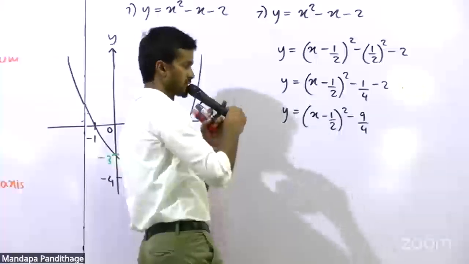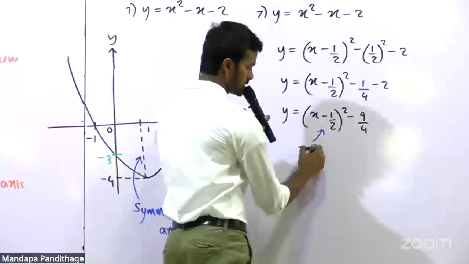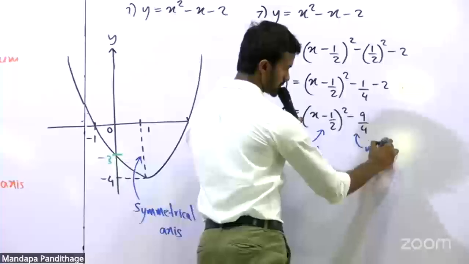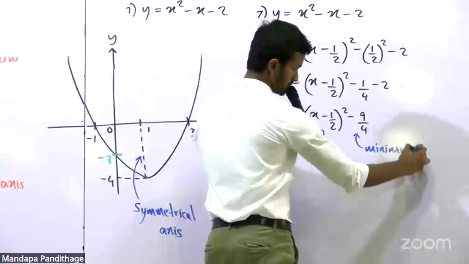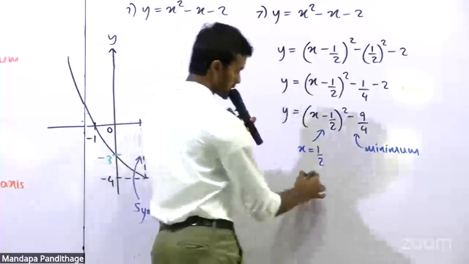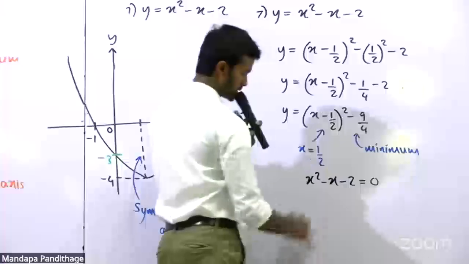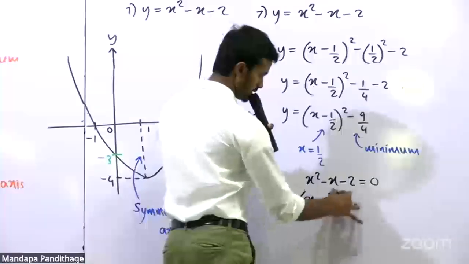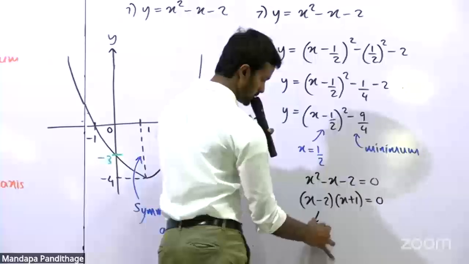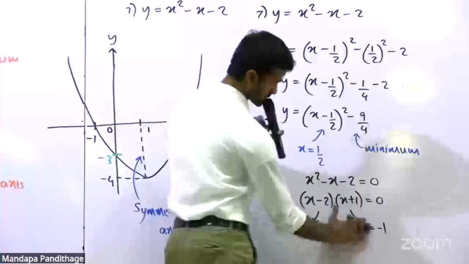I told you the axis of symmetry is the x value that makes this 0. So it's x equals half, and this one becomes the minimum. To find the points of intersection with the x-axis, make this equal to 0. So when you make this equal to 0, it's x minus 2 and x plus 1 equals 0. So x equals 2 or x equals minus 1.